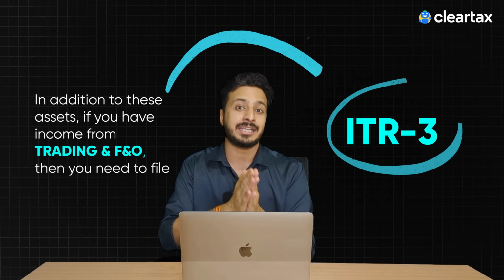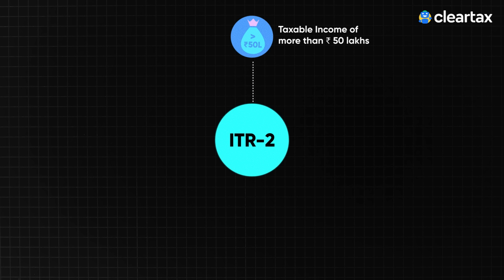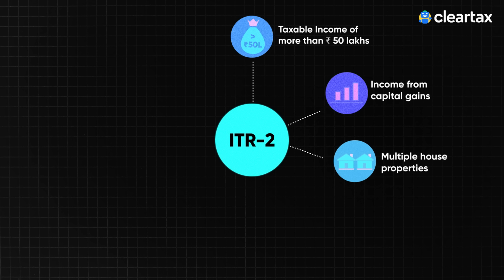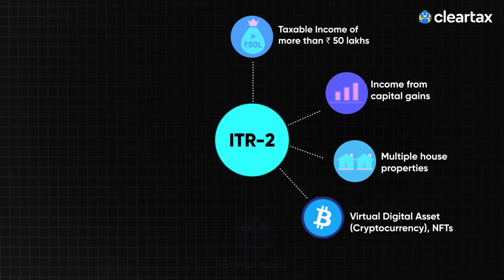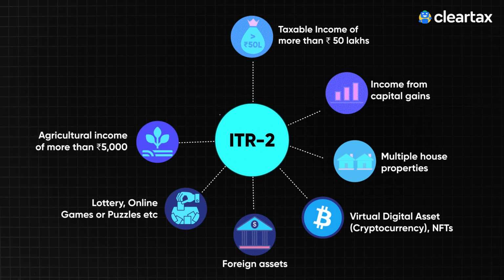ITR-2 filing is necessary for individuals who have taxable income of more than 50 lakhs or you have income from capital gains, multiple house properties, virtual digital assets or cryptocurrencies, NFTs, foreign assets, lotteries, online gamings or puzzles, or agricultural income of more than 5,000 rupees, or if you are an NRI.